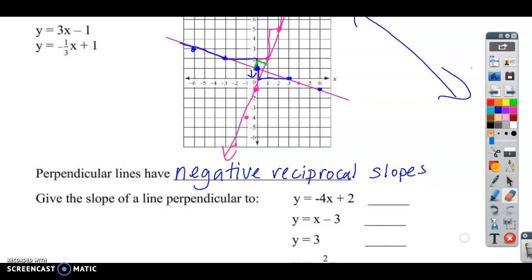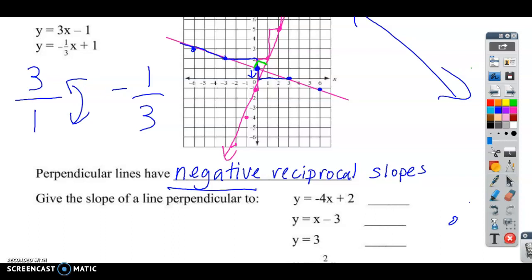What does that mean? Okay, negative means they're opposite signs. So one is 3, so that's the same as 3 over 1. And the other one is negative 1/3. So one is positive and one is negative. They're negative reciprocals. Reciprocal, you take one, you flip it upside down, you get the other one.